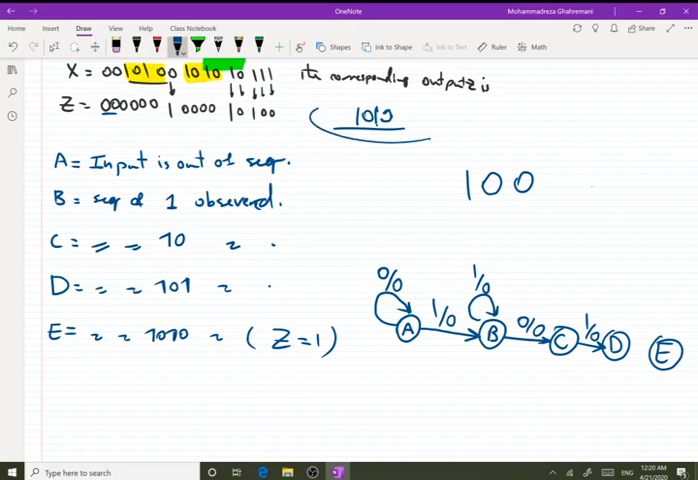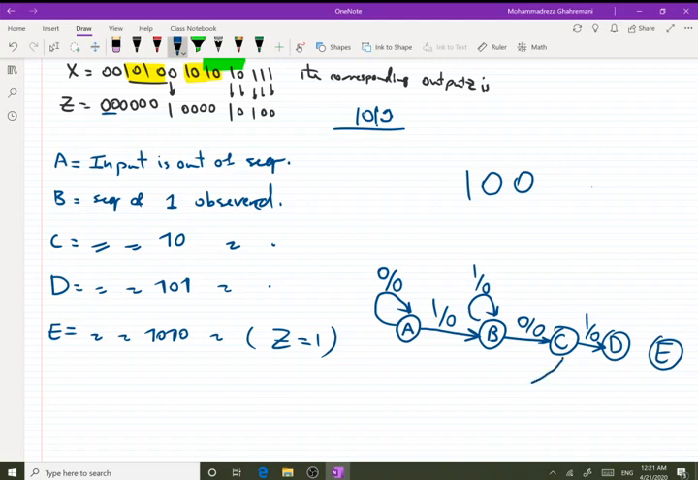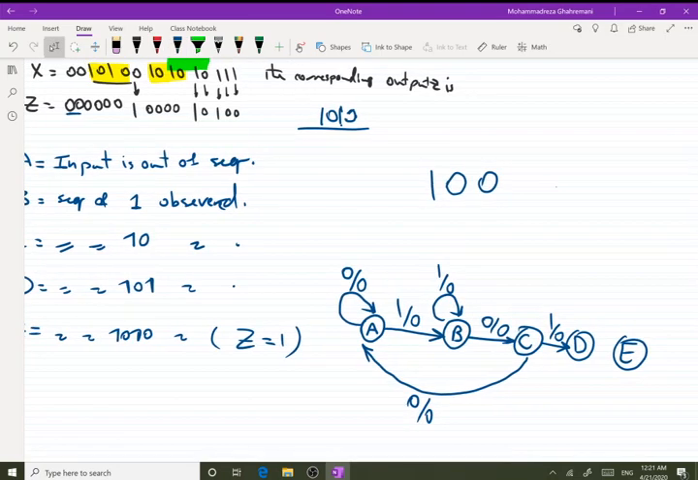Now, if we are in state C and 0 is observed, what's going to happen? 1 0 0 is not in the form of the sequence we're looking for, so we are completely out of sequence. We cannot fit 1 0 1 0 in this sequence of data, so the system will be out of sequence. So if we are in state C and 0 is observed, the system returns to state A and the output is 0.